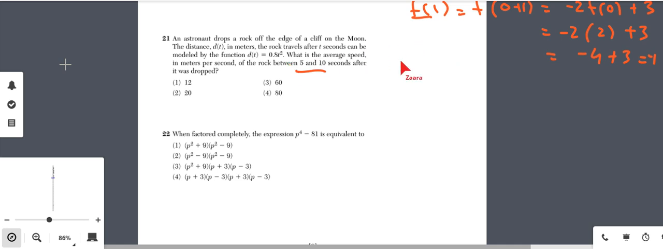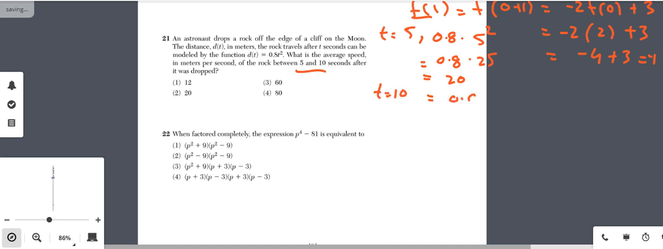So when t is equal to 5, it will become 0.8 times 5 squared. 5 squared is 25, and 0.8 times 25 is equal to 20. And at t equal to 10, we have 0.8 times 10 squared, which is 0.8 times 100, which is equal to 80.